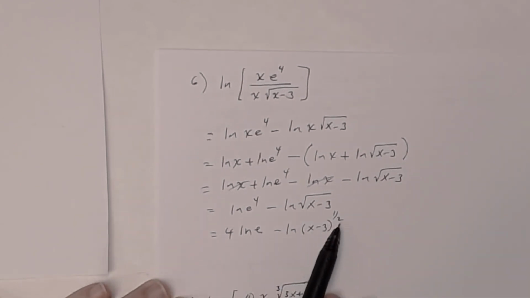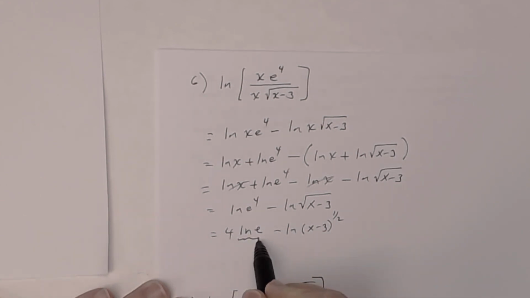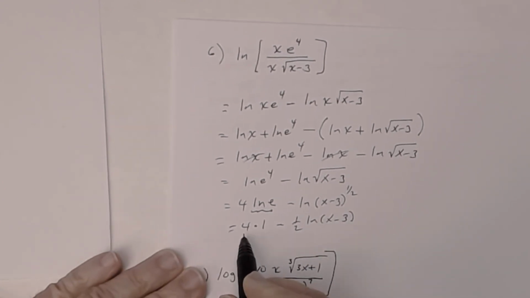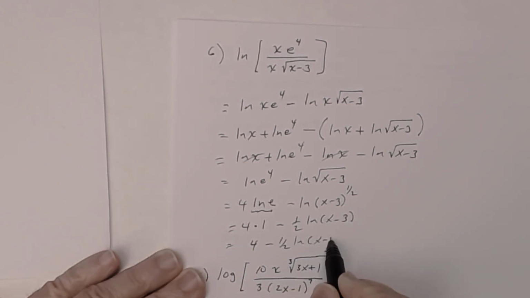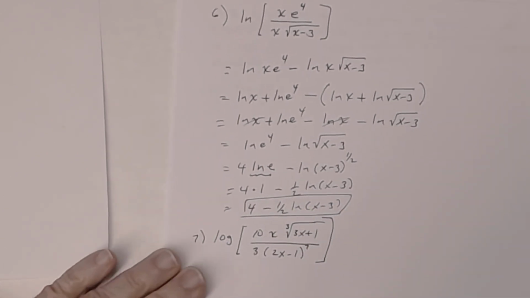And now I can use the power rule here, just like I did here. The other thing I want you to remember is that the natural log of e is 1. So that's 4 times 1 minus, and this becomes 1/2 times the natural log of x minus 3. And so therefore the answer is 4 times 1 is 4, so you get 4 minus 1/2 times the natural log of x minus 3. And that's it. All right, so not difficult.